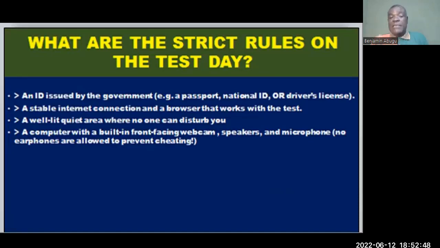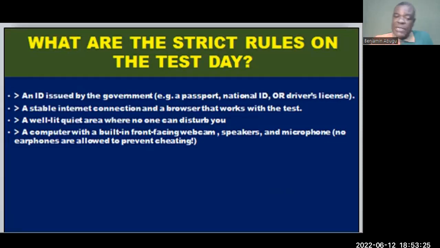Now, you need a well-lit, quiet area, probably your room, where no one can disturb you. You can't afford to do the test in a place where people will come in and go out, because the moment that happens, then you will be disqualified. So take note of this. Make sure you have an uninterrupted 1 hour for the test, and then you take the test in a secluded place where nobody will disturb you. Very, very important.